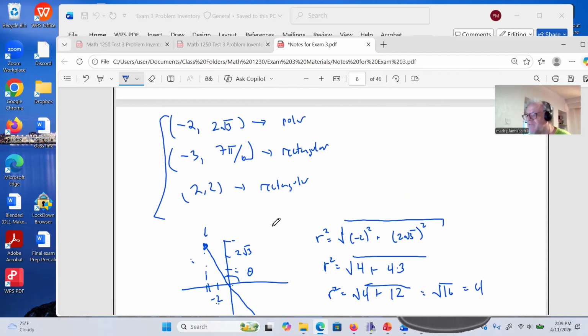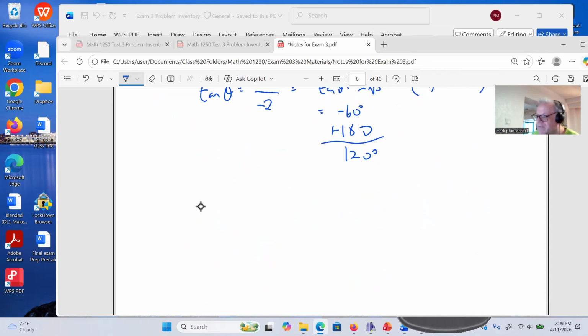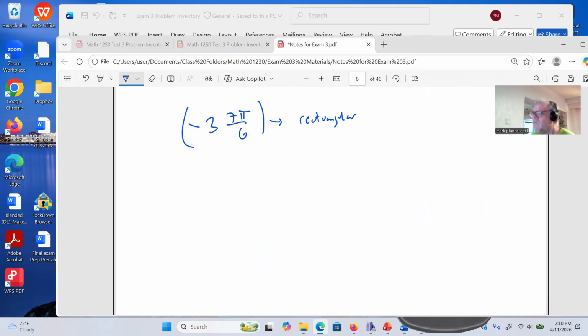So we have (-3, 7π/6), and we're converting this to rectangular. Okay, so that's great. Again, when you're graphing polar and rectangular, we're going to go ahead and graph it first. So I want 6π/6, which is going to be here. I want 7π/6. So I want this angle.